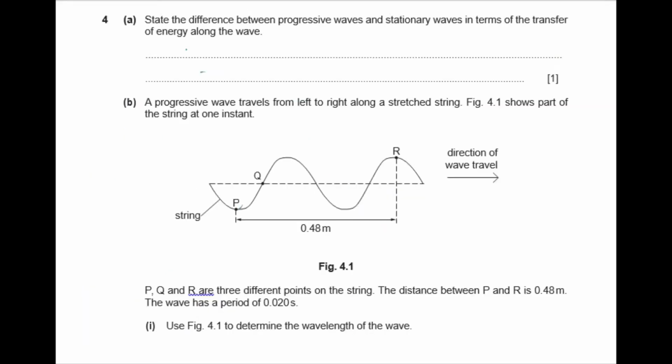For A, state the difference between progressive wave and stationary wave in terms of the transfer of energy along the wave. So progressive wave transfers energy and stationary wave does not transfer energy.